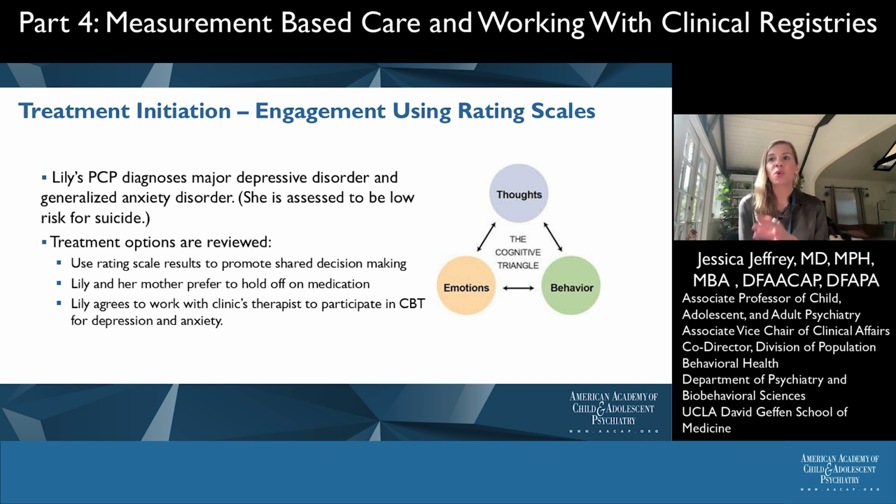The rating scales, again, will be used to help engage the family and promote shared decision making around the treatment options. So in this case, there's a discussion around medication as a potential option, as well as therapy as a potential option, or both. In our case example, Lily and her mother decide to hold off on any medication, but they do agree to work with the clinic's therapist to participate in cognitive behavioral therapy for depression and anxiety.